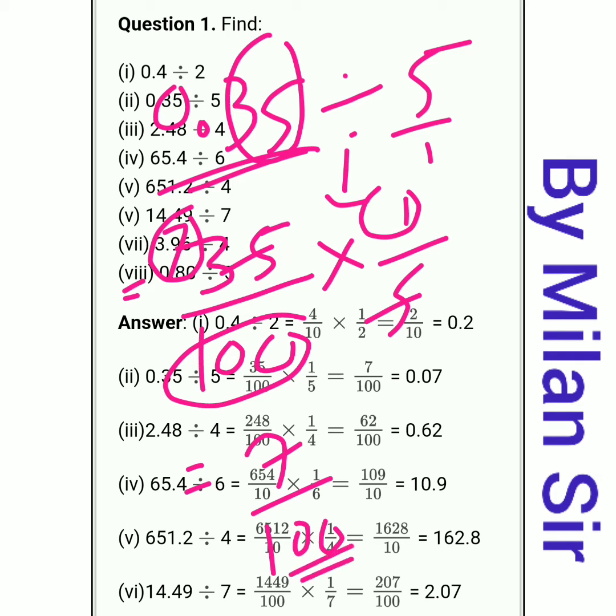Now in denominator we have 20. So before two digits we need to put decimal point in numerator. So here we have 7, put 10, so it becomes two digits. Before two digits we need to put decimal point, and again we need to write 0 before the decimal point. So our answer is 0.07.